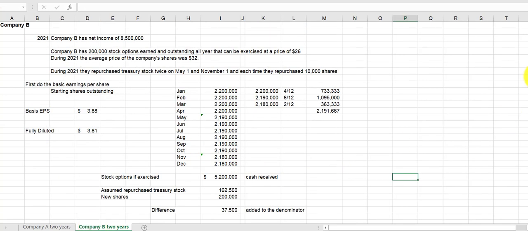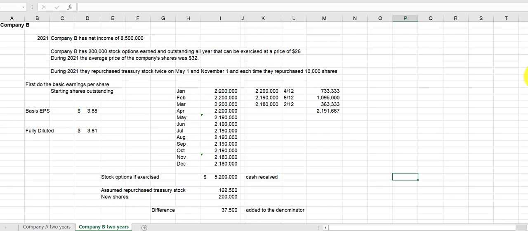Now let's go to company B. This company has from the get-go a complex capital structure. They have stock options outstanding that have been earned and are outstanding. That means that we have to consider them. They can be exercised at a price of $26. That's if somebody uses their option, they can buy the shares of stock regardless of what price they are in the market, for 26 bucks. All right. The average price of the company's shares was $32.